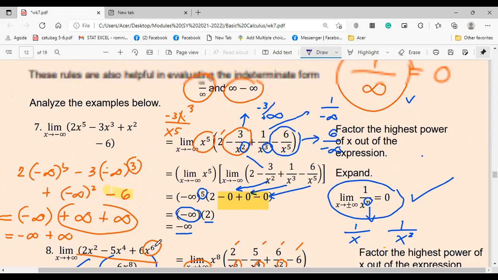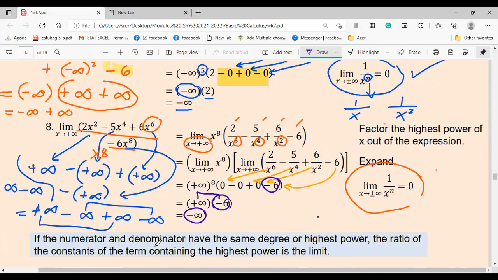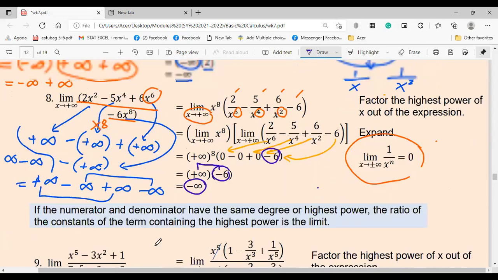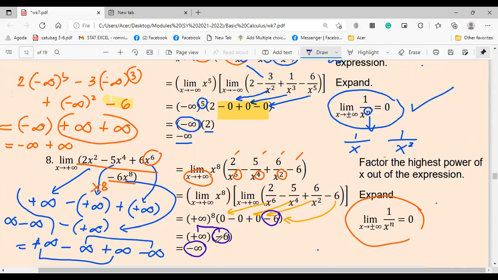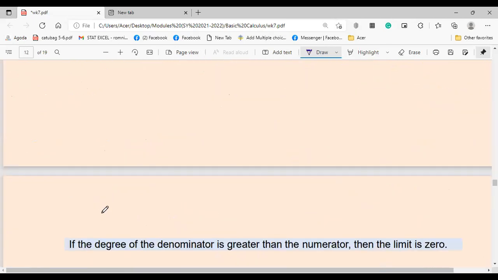So may nakikita ba kayong clue? Can you see a clue here? May nakikita na ba kayong shortcut? Okay. So, what if you're asked to solve a problem? Gumawa tayo ng isang problem.